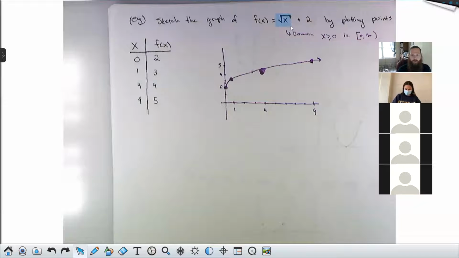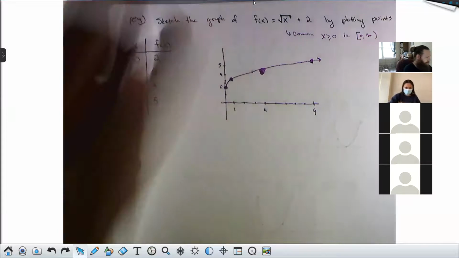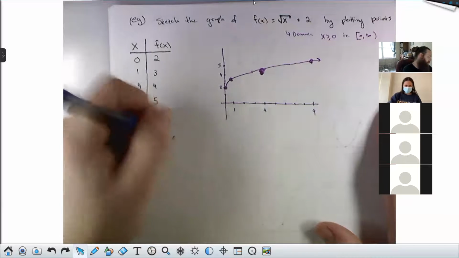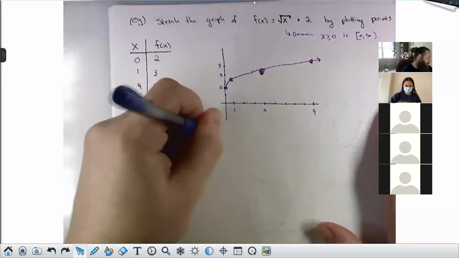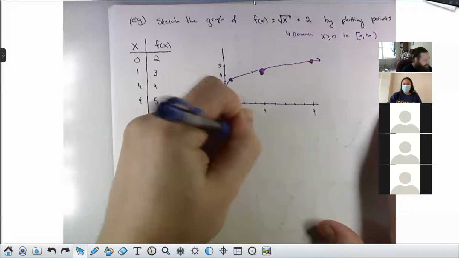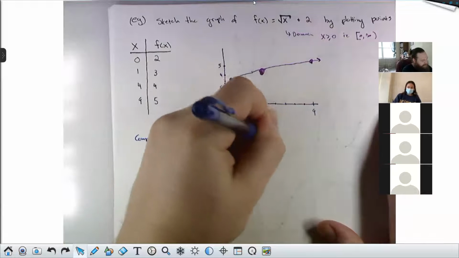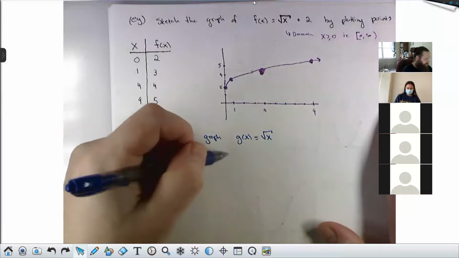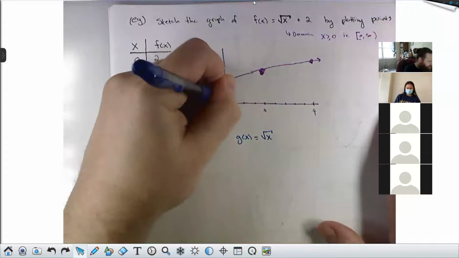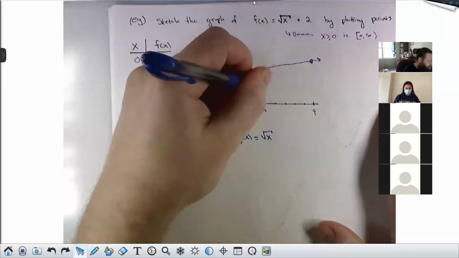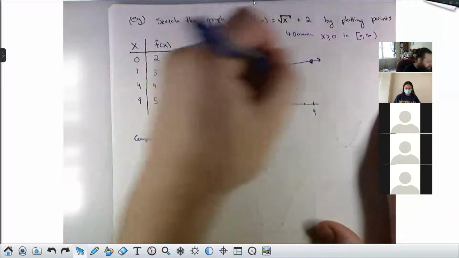What does the graph of the square root of x on its own look like? Would it start from the origin? Yes, but let's describe exactly what happens. So this guy goes through 0, 0, 1, 1, 4, 2, and 9, comma 3.